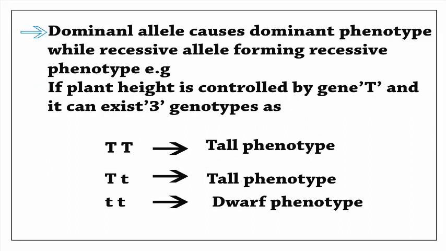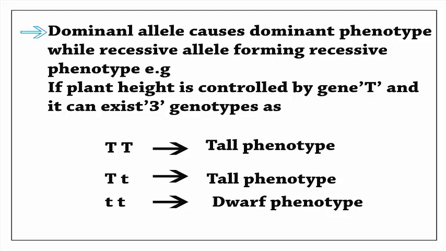For example, if plant height is controlled by a gene T, then gene T can exist in three conditions or three genotypes, that is, homozygous for capital T, heterozygous condition, and homozygous for small t. The first two genotypes are responsible for the tall phenotype, while the third genotype is responsible for dwarf.